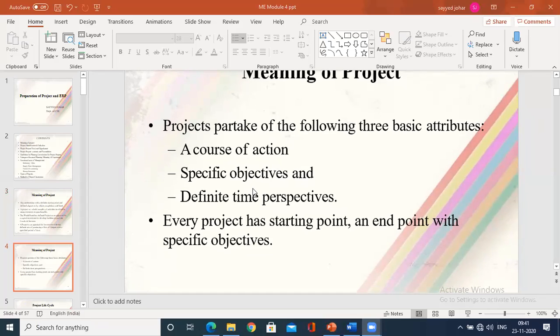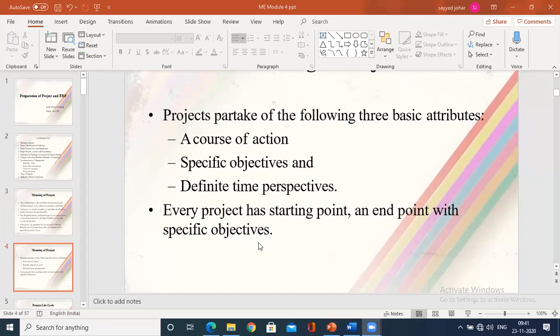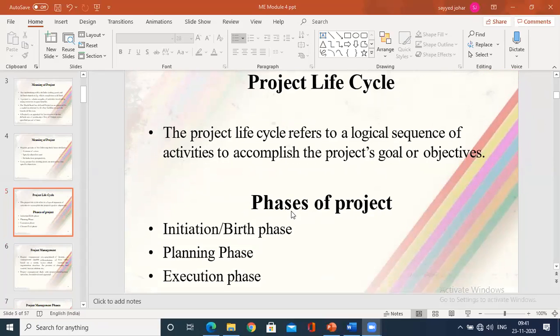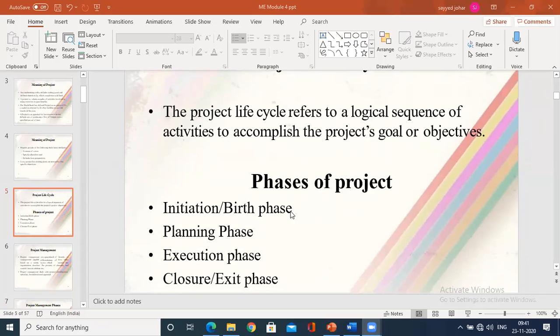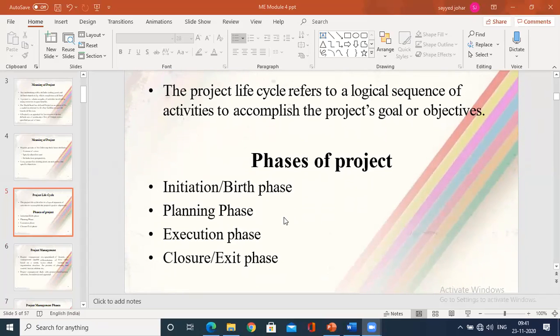So what does the project consist of? Course of action, specific objectives, and defined time perspectives. Then I discussed the project life cycle: initiation, planning, execution, closure and exit. I compared this with phase one, phase two, phase three, where phase three has two phases, the execution phase and the closure and exit phase.